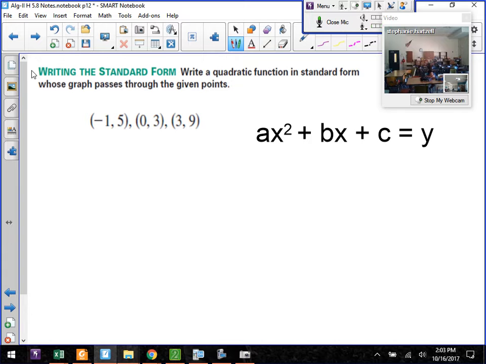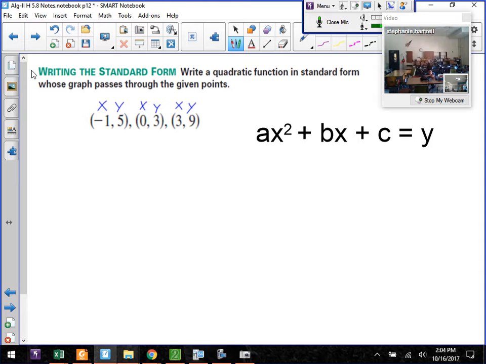So we have three sets of ordered pairs here. We have -1 and 5, 0 and 3, 3 and 9. And I'm going to write the equation then into standard form, ax squared plus bx plus c. Now, if you think about this, this format gives you x and y values.